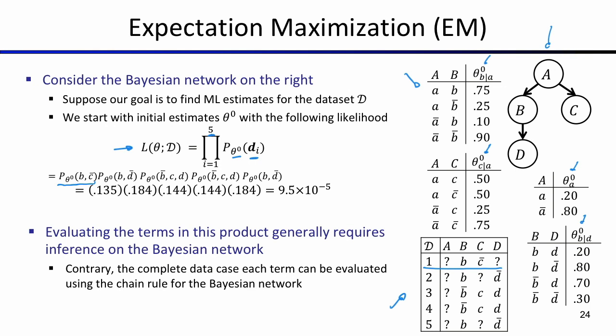The probability of B and not C is not readily available in the tables of parameters, so that will involve inference in the Bayesian network. Basically this is a probability query, a very simple prior marginal query where we need to sum out the variables A and D. If we compute it, the number is going to be 0.135. And we're going to do the same for the other entries in the data set. We take each case and compute those probabilities.